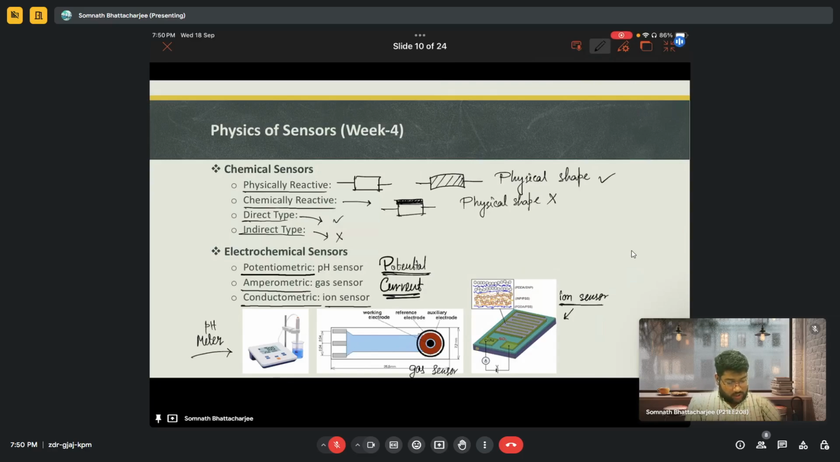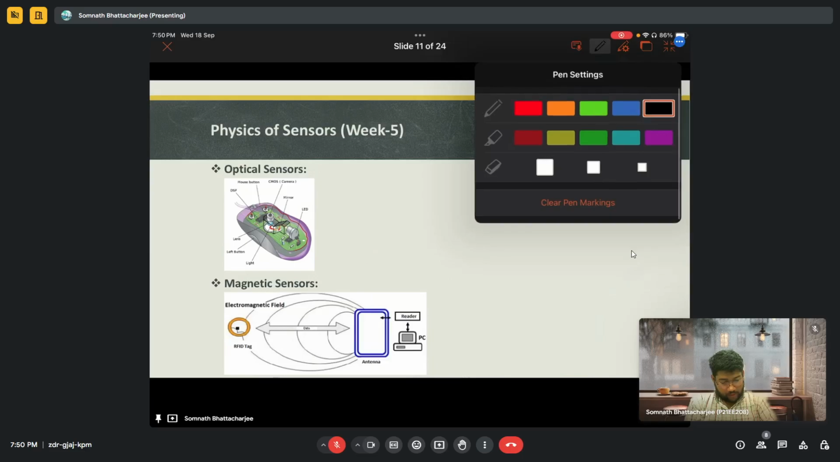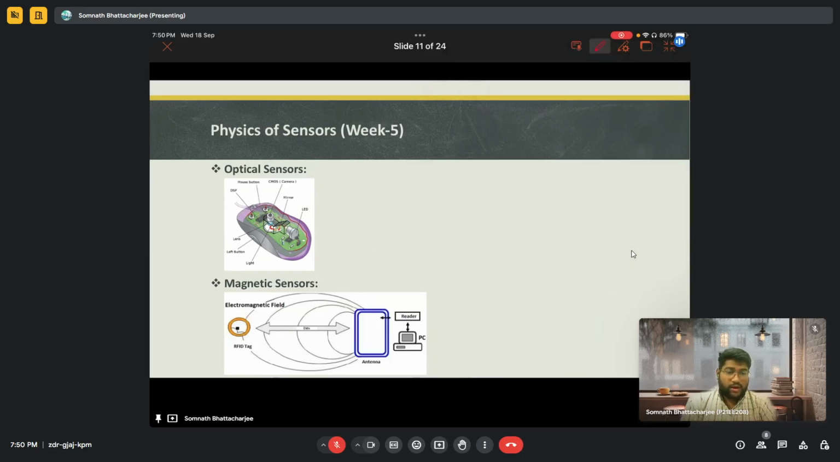So through this channel, let's say here, if there are conductive particles here, what will happen? The conduction will increase, and based on that, we can say a specific kind of ion is present there. Now there are different kinds of sensors.